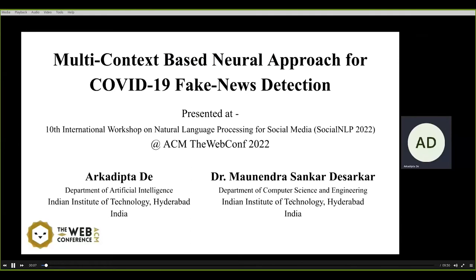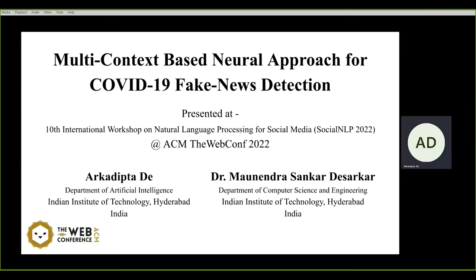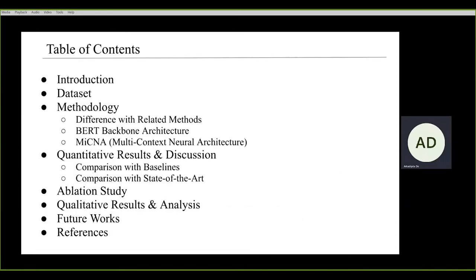I am Arkadipta from the Department of Artificial Intelligence at Indian Institute of Technology, Hyderabad, along with Dr. Maunendra Sankar Desarkar from Department of Computer Science and Engineering at Indian Institute of Technology, Hyderabad. I am the co-author of our research paper, Multi-Context-Based Neural Approach for COVID-19 Fake News Detection. I am glad to present our work at the 10th International Workshop on Natural Language Processing for Social Media, or SocialNLP.